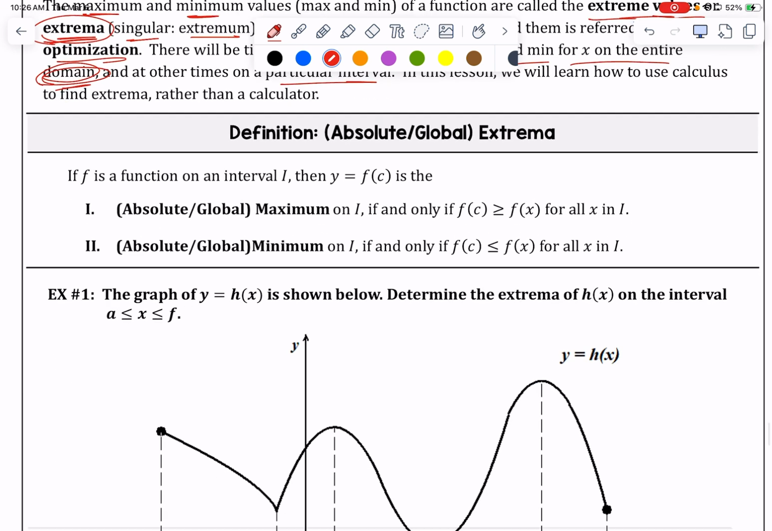Here we go. Definition of absolute or global extrema. I've seen them use both words, absolute or global. When we talk about the absolute max, it's also referred to as the global max. Saying the absolute max is like saying, who is the richest person on planet Earth right now? Elon Musk. It was Jeff Bezos, but it's not anymore. He is the richest man on planet Earth. That is the absolute or global max.